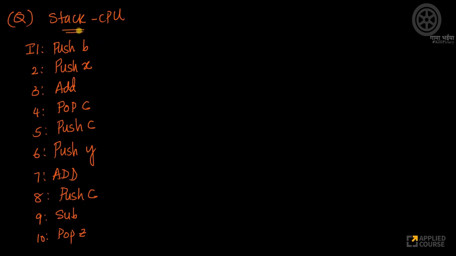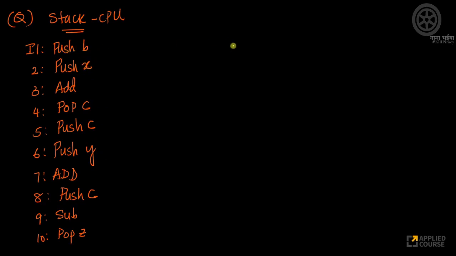Imagine I have a stack CPU, right? Imagine these are the instructions I have, I1, 2, 3, 4 up to I10. What is the resultant of this? Let's understand this. So let's assume B, C, X, Y, all of them are my register values. Okay, just for simplicity.